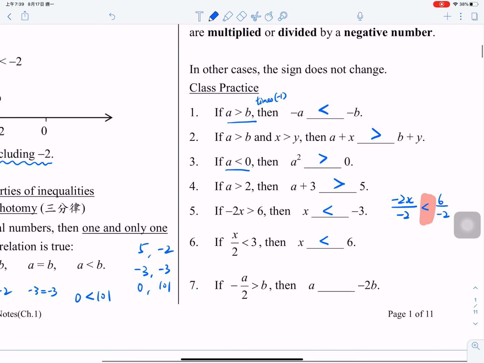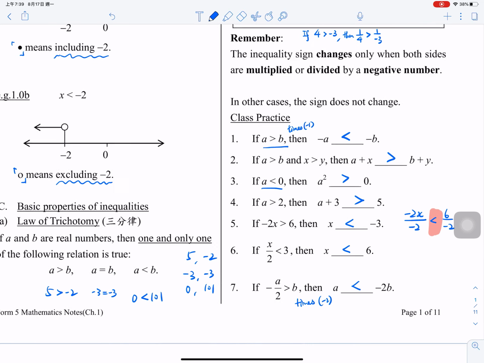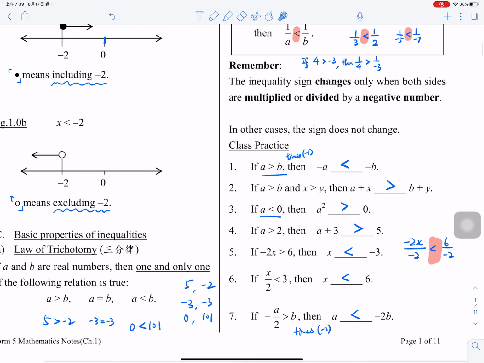And the last one. Yeah, both sides times negative 2, right? So change the inequality sign. Okay? So hope you understand about inequality, and remember you have learned this in junior form. Okay? So hope you understand and remember.